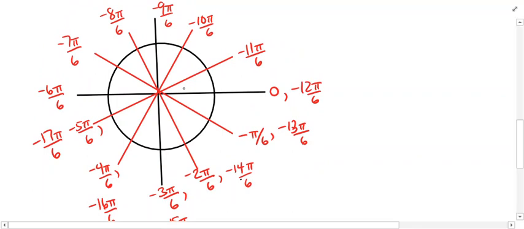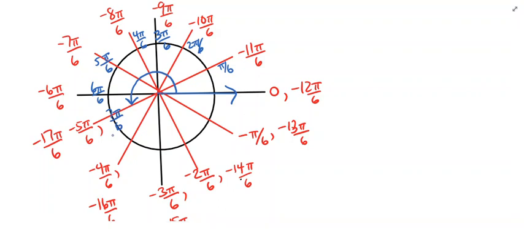If we want a positive angle, we would draw one in standard position. We would rotate counterclockwise until we got right here. So as a positive angle, this would be pi over 6, 2 pi over 6, 3 pi over 6, 4 pi over 6, 5 pi over 6, 6 pi over 6, and then 7 pi over 6. So that's another way you could come up with the fact that 7 pi over 6 and negative 17 pi over 6 are coterminal.